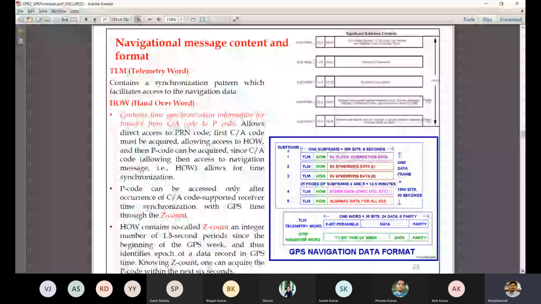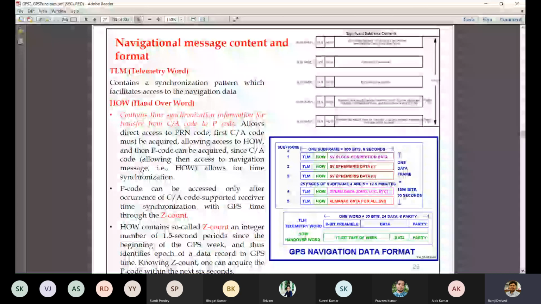The moment you switch on, the CA code starts correlating for a little bit of initial time before you acquire the signal. The moment the CA code starts correlating, you can access the navigation message, because the CA code will tell you from which satellite you are getting the information. And then once you access the initial few pieces of information of the navigation message, you can reach the handover word, which will transfer you to the exact segment of the P code of that particular day, where you can again start correlation between the P codes.